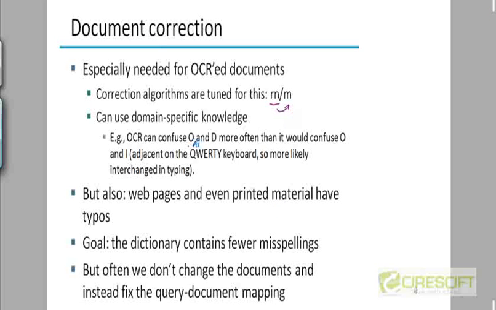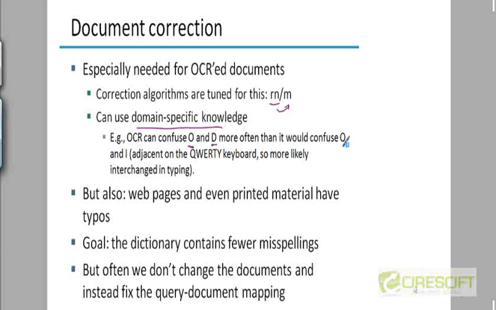Likewise, the character O may get confused with the character D. So a spelling corrector for OCR documents needs to use this domain specific knowledge, this knowledge about what errors are more likely and what errors are less likely. It needs to incorporate that knowledge when trying to correct spelling errors.